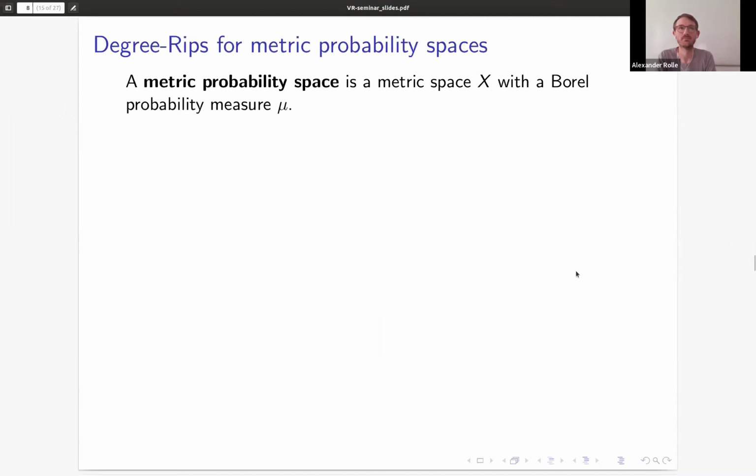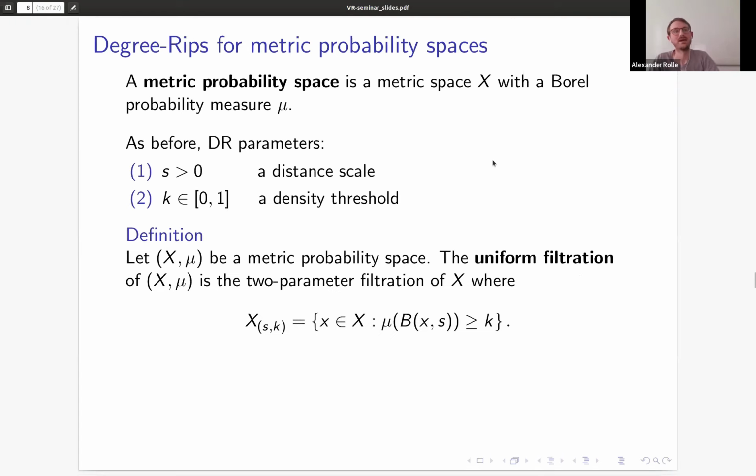Okay. So to do that, let's talk about a more general way to define degree Rips. I'll say that a metric probability space is a metric space X together with a Borel probability measure, so a probability measure on the Borel sigma algebra. And now I'm going to define degree Rips in this context. As before, I have a parameter S, which is a distance scale, and I have a second parameter K, which is a density threshold. But now K is continuous and lives between 0 and 1.